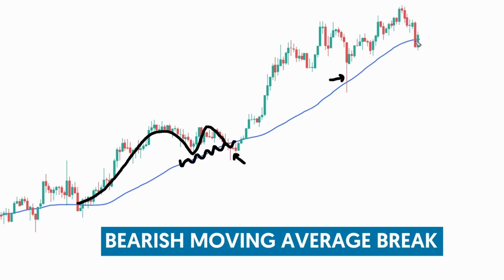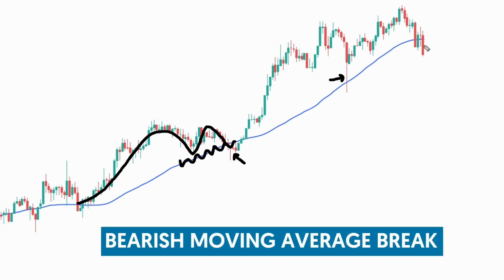Okay, now the price is testing the moving average again. We have a strong red candle, solid red candle closing on the other side of the moving average. We are still bullish here. There's no confirmation that the moving average was broken. The price is still trying to react to the upside.